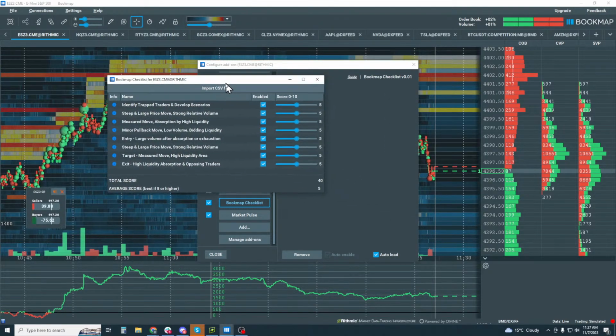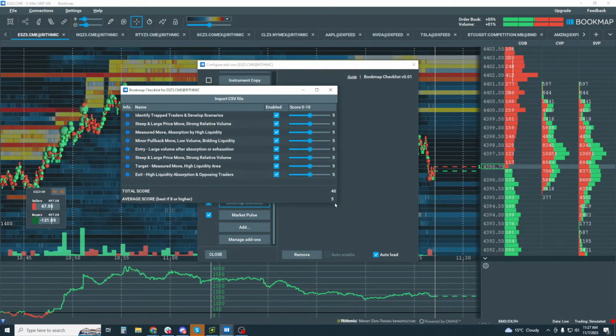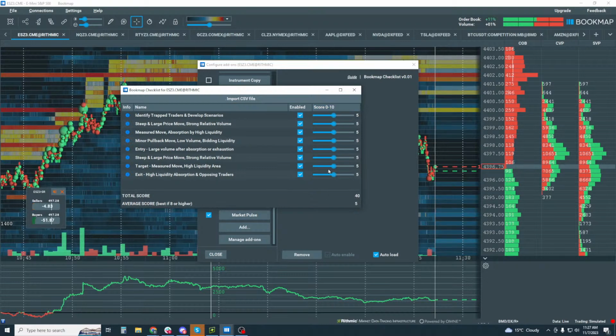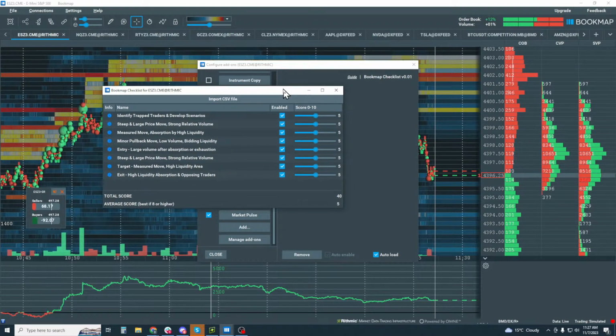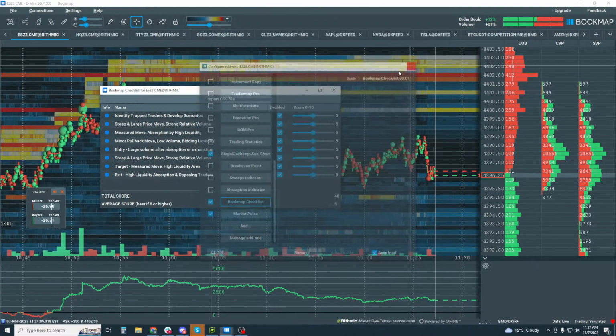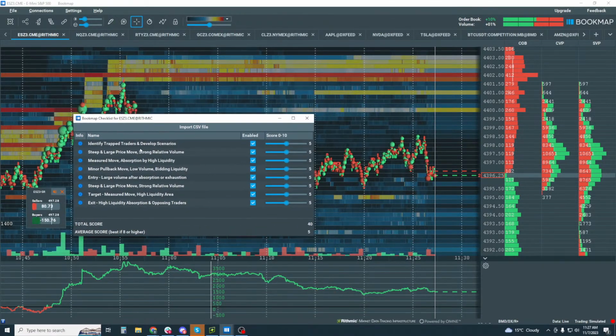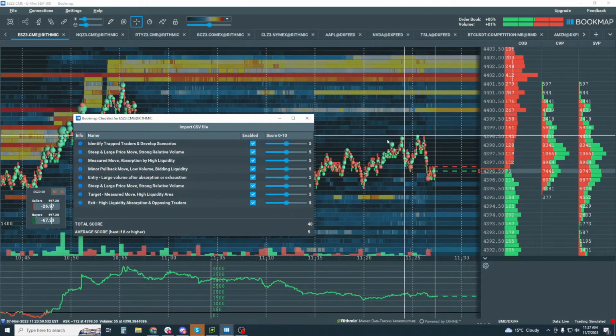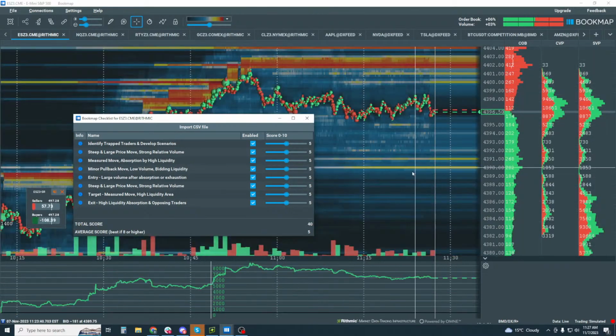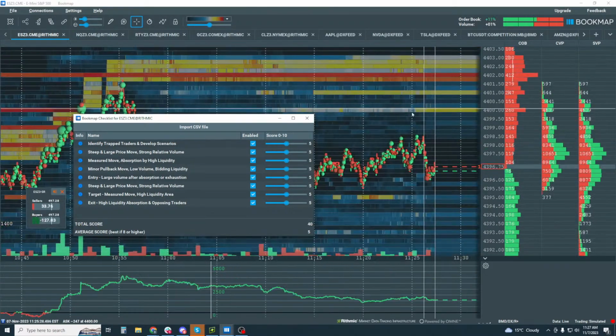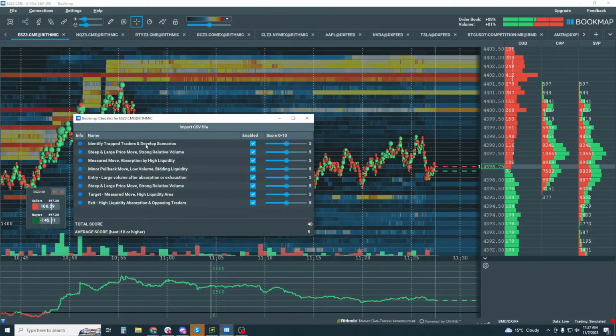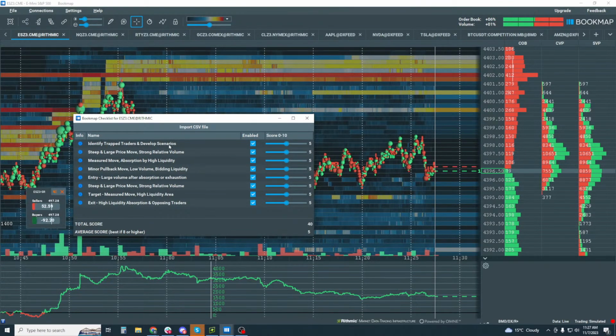Okay, and this is your setups list in here. You can grade your trade and look for it to work out or not, right? This is an idea to look for that flag pattern, for example. Okay, identifying trapped traders and developing scenarios.